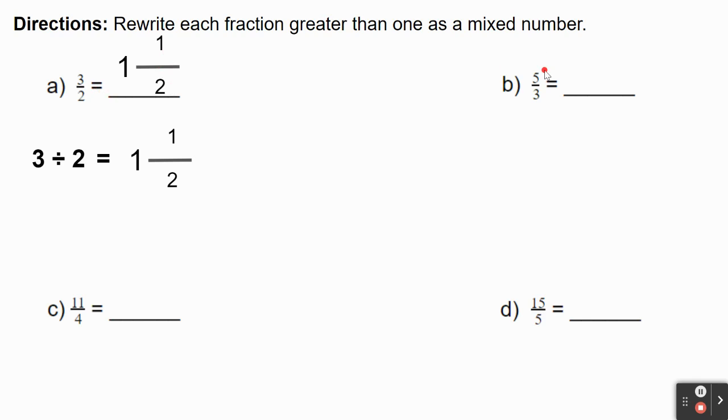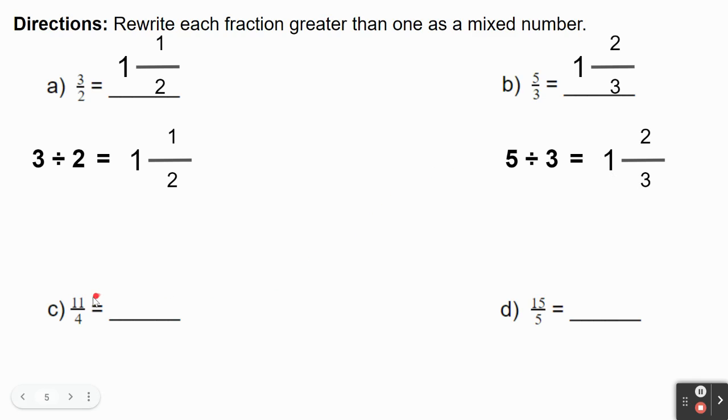Well, we know now that 5 thirds can be rewritten as 5 divided by 3. Now let's ask ourselves, what can we multiply by 3 to get closest to 5 without going over? Well, 3 times 1 can get us closest to 5 without going over. 3 times 1 is 3. We need 2 more to get to 5. So 2 is going to be our numerator. And our denominator is going to be 3 since we're dividing by 3. So 5 divided by 3 equals 1 2/3, which means 5 thirds is equivalent to 1 2/3.